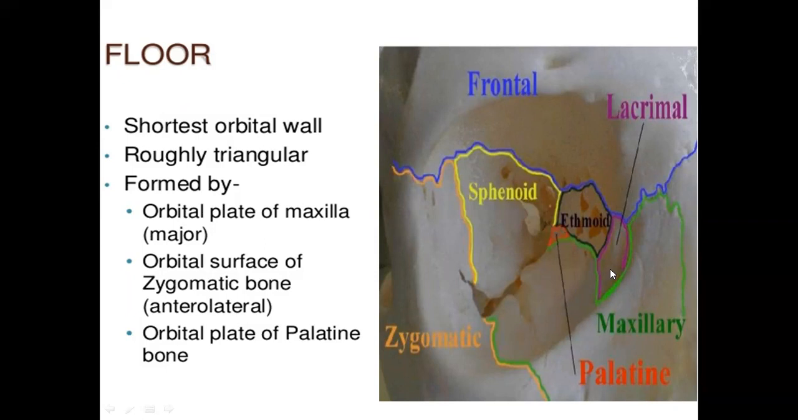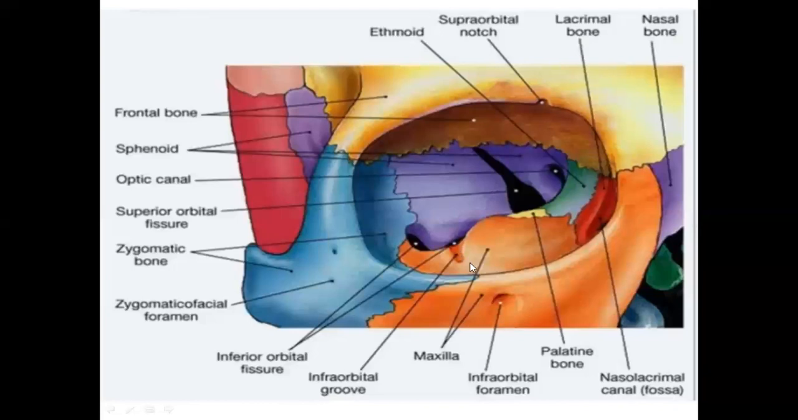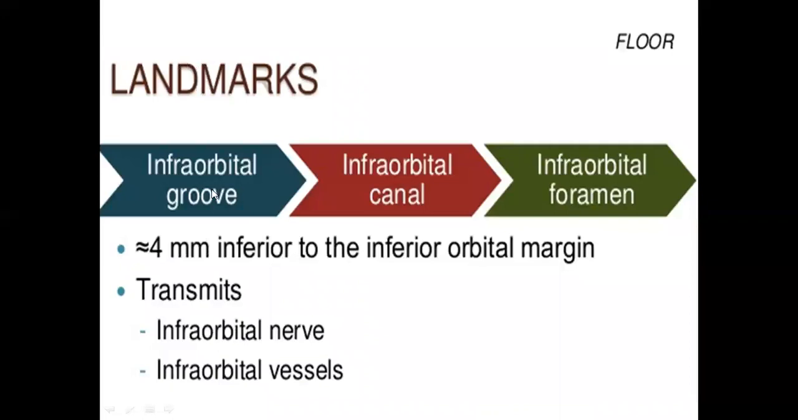One is the orbital plate of maxilla, the orbital surface of zygomatic bone, and the orbital plate of palatine bone. And this floor is marked by the infraorbital groove, infraorbital canal, and the infraorbital foramen. So this structure allows the infraorbital nerves and vessels to pass through. The landmarks over the floor are the infraorbital groove, infraorbital canal, and the infraorbital foramen that allow the infraorbital nerves and vessels to pass through.